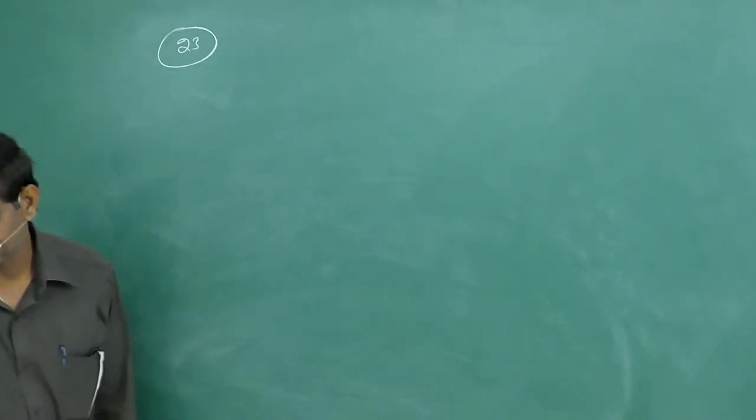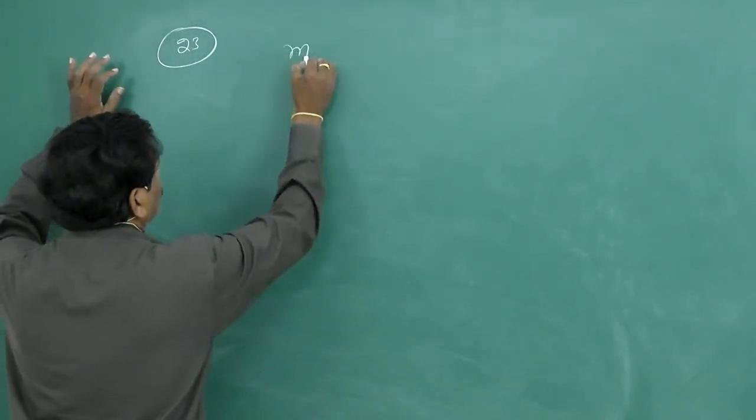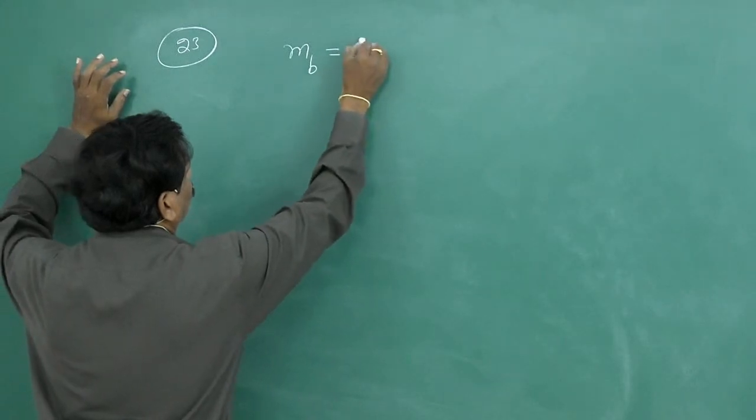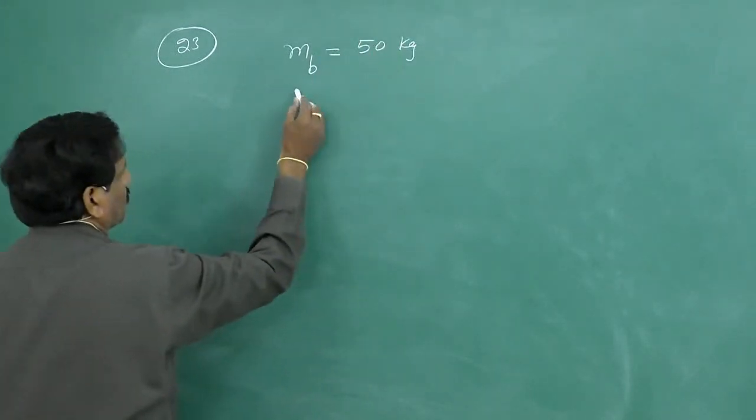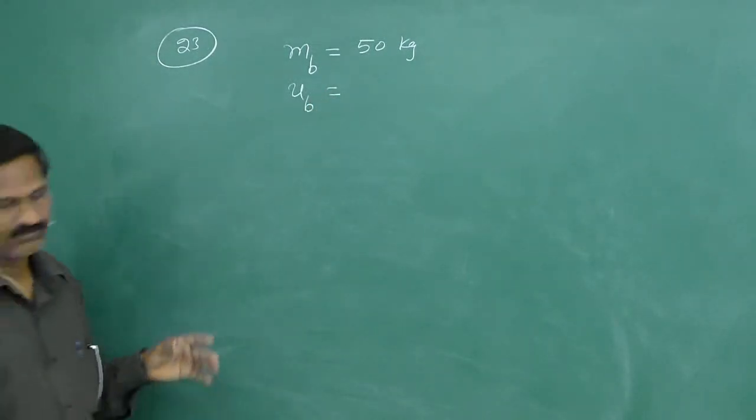Next, problem number 23. A boy of mass 50 kg running at 5 meter per second jumps onto a 20 kg trolley traveling in the same direction at 1.5 meter per second. What is their common velocity? So, this is a two body system that becomes a single body. Mass of boy is 50 kg, running with velocity UB, the velocity of the boy, 5 meter per second.